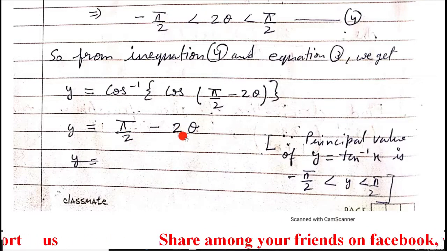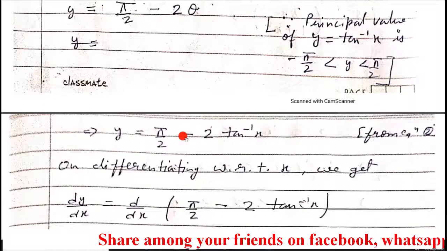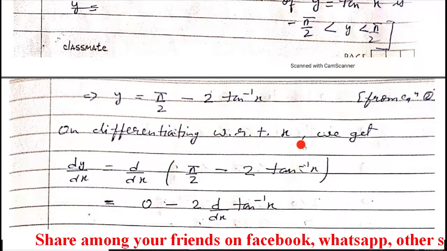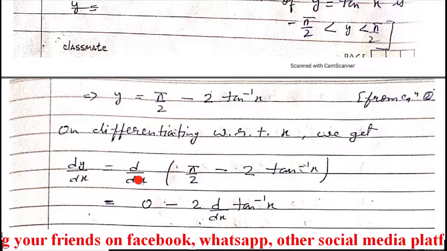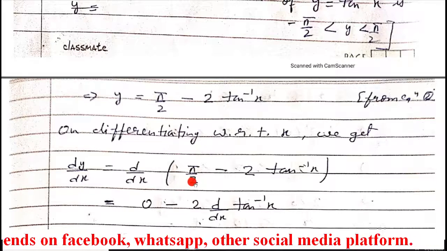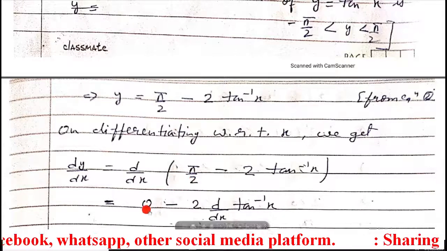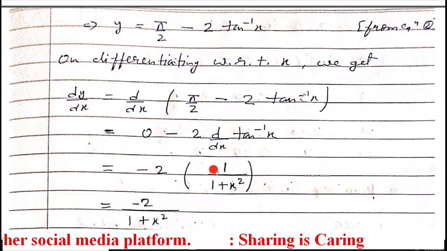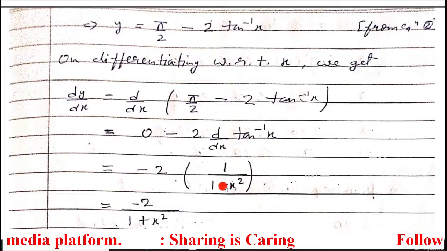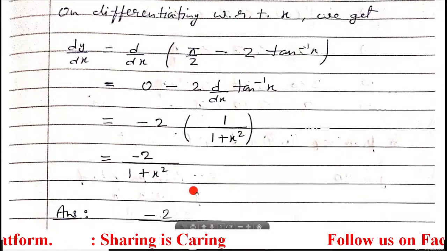Now we will differentiate it with respect to x. So when we differentiate it with respect to x, we will obtain the derivative symbol on both sides. Now here, since pi upon 2 is a constant, its differentiation is 0, and tan inverse x differentiation we know is 1 upon 1 plus x square. So this is the answer for this question.